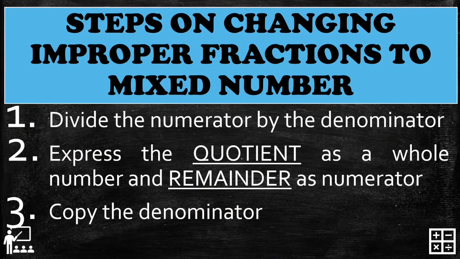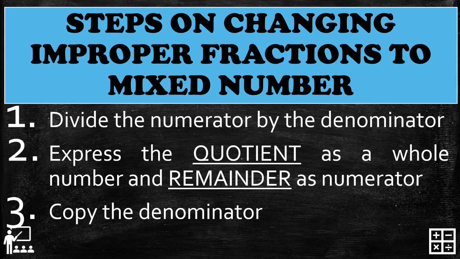So let's proceed to the steps for changing improper fractions to mixed numbers. There are 3 easy steps. First, divide the numerator by the denominator. Second, express the quotient as a whole number and the remainder as the numerator. And last, copy the denominator.